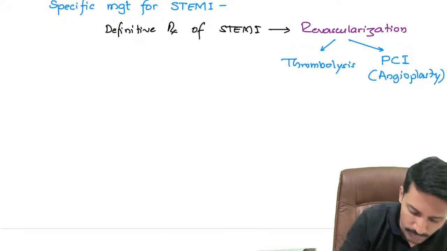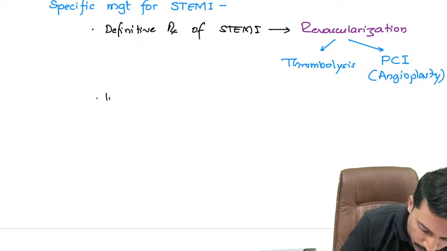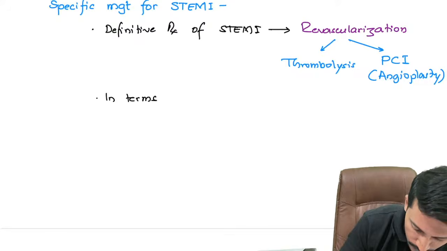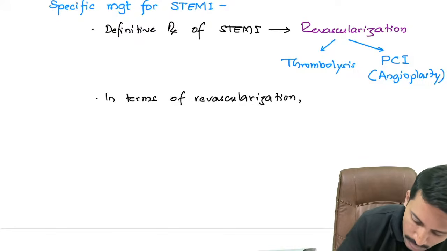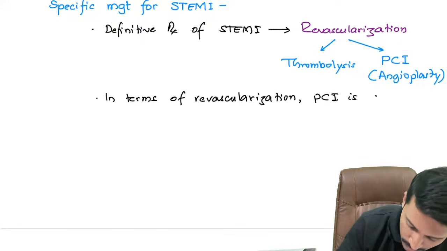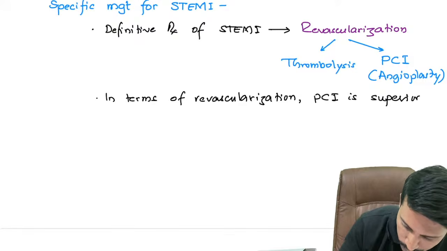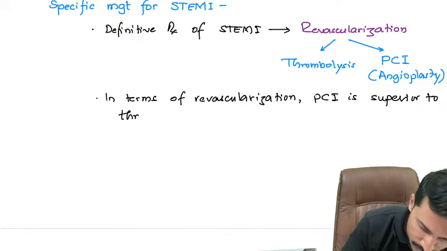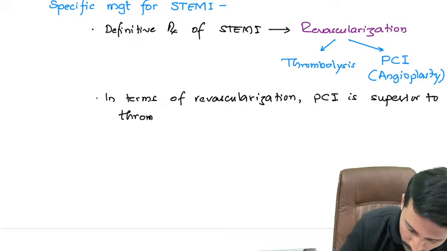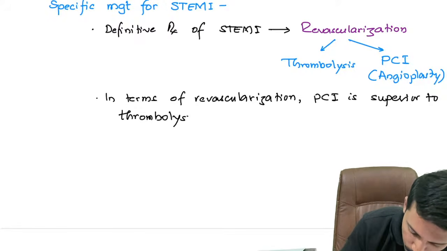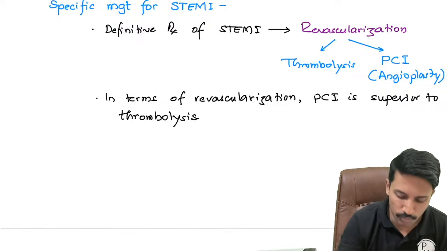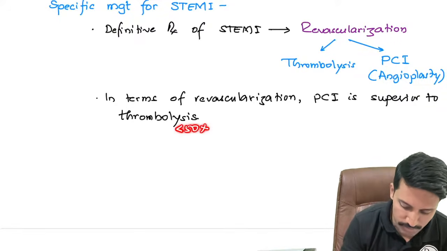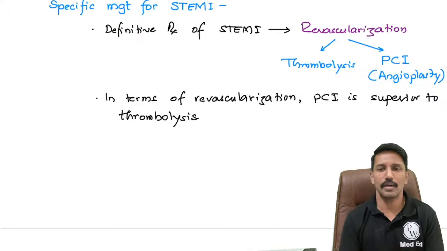So I am going to write one statement here. In terms of achieving the revascularization, or opening of the blocked blood vessels, PCI is superior to thrombolysis. Of course, Rohina, absolutely right. So PCI is superior to thrombolysis. That's why PCI should be preferred. The success rate of thrombolysis in India is less than 50%, while PCI is close to 100%.